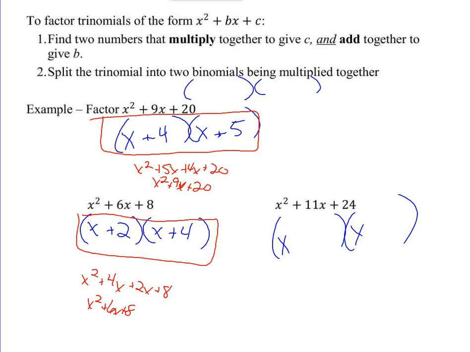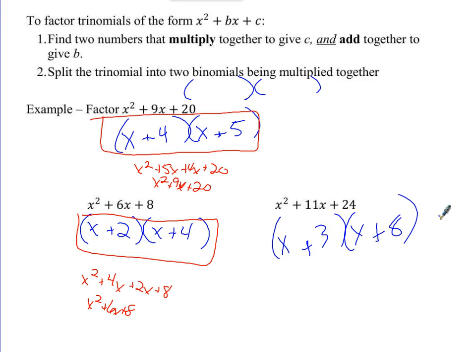But what do these numbers need to do? Right, always say this in your head. Two numbers that multiply to give me 24. At the same time, they add to give me positive 11, and those two numbers are 3 and 8. So I can write plus 3 plus 8.